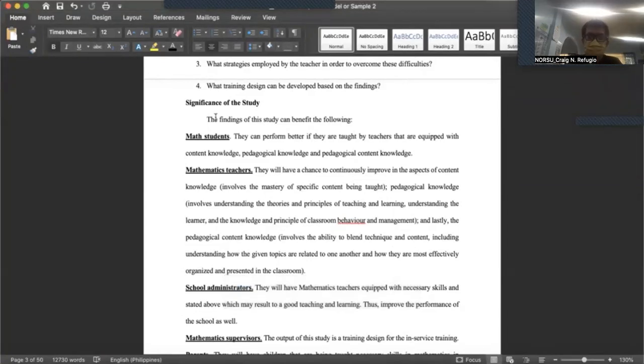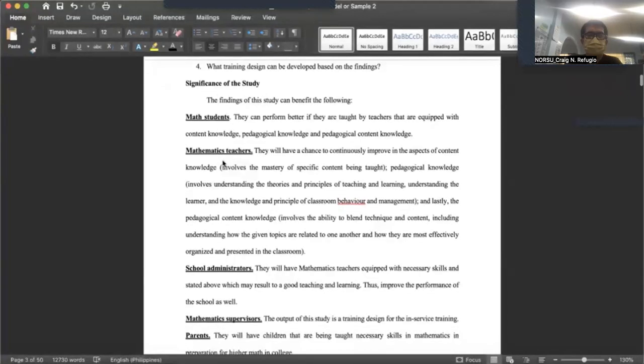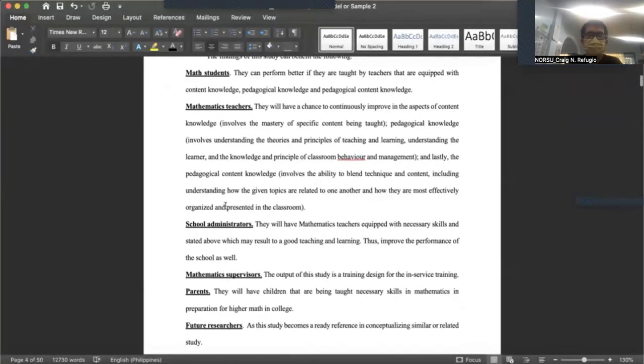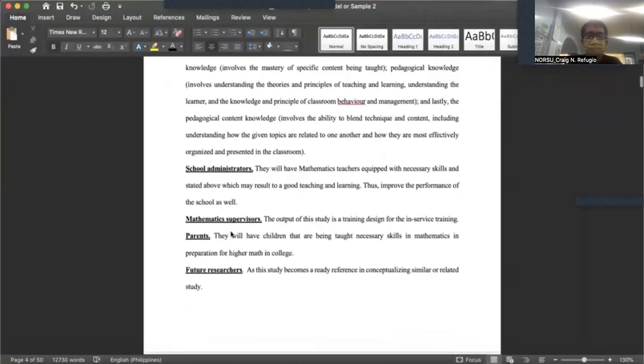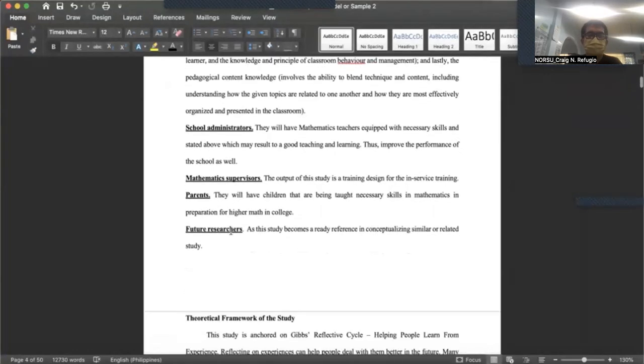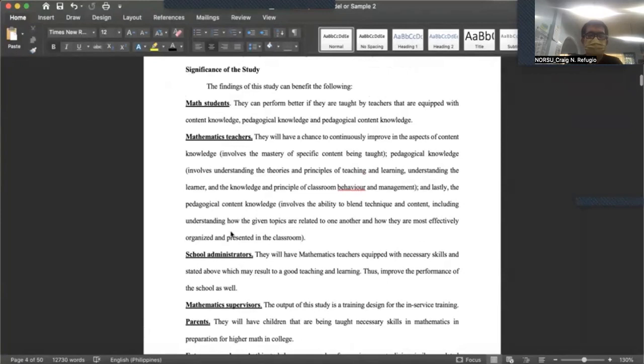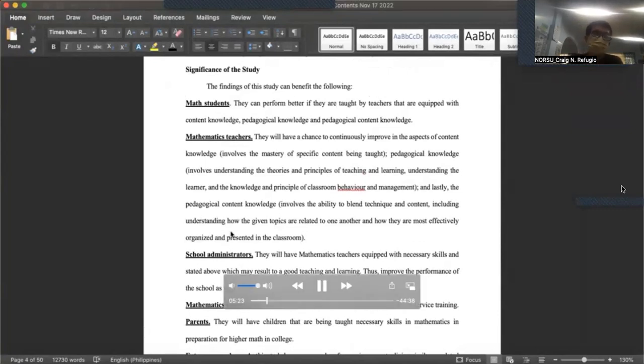So in the sample model, these are the different beneficiaries of the findings. So we have math students, mathematics teachers, school administrators, mathematics supervisors, then parents, then future researchers. So you have a copy of this model, so you can actually read the specific content of the different beneficiaries of the findings of the study.